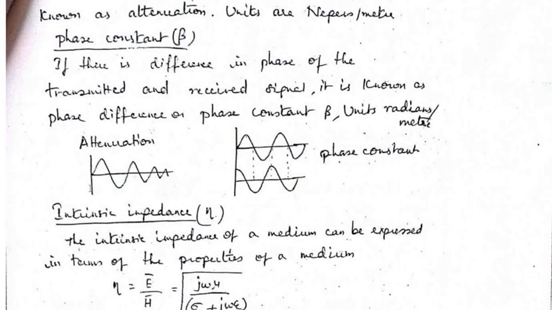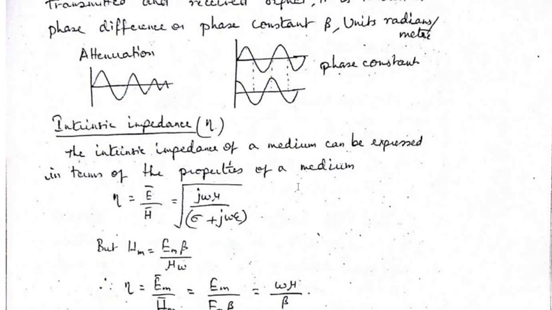So you can see the signal for the attenuation constant. As the distance increases, the signal strength or the amplitude decreases. That is the attenuation constant. And if this is the transmitted signal and this is the received signal, you can see the transmitted signal is starting at this point 0, that is a sine wave, and the received signal is a cosine signal. So there is a phase difference of 90 degrees or pi by 2.